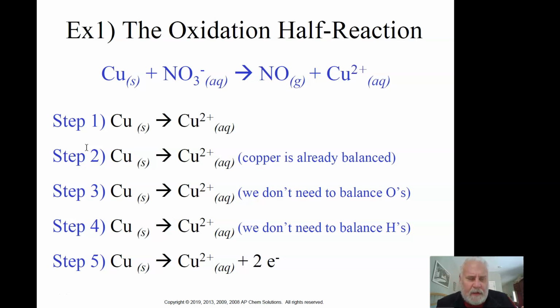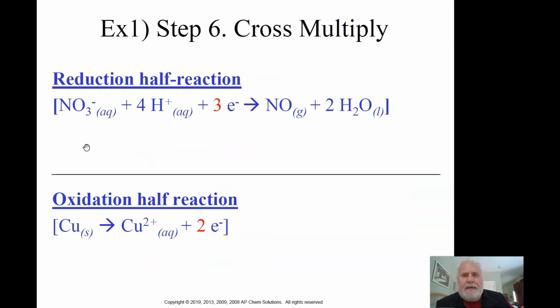Okay, so we had to go through steps 1 through 5 twice, and then step 6 is what we call cross multiplying. And when you do your problems, you will be asked to rewrite the final reaction for the reduction and the oxidation. Make sure you label those. You can use red and ox if you want. This is the reduction, and this is the oxidation.